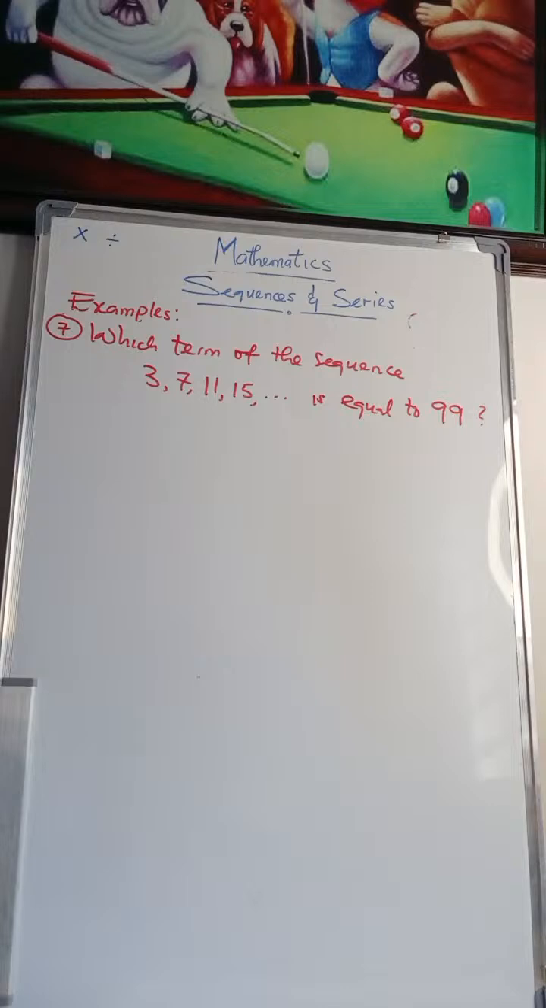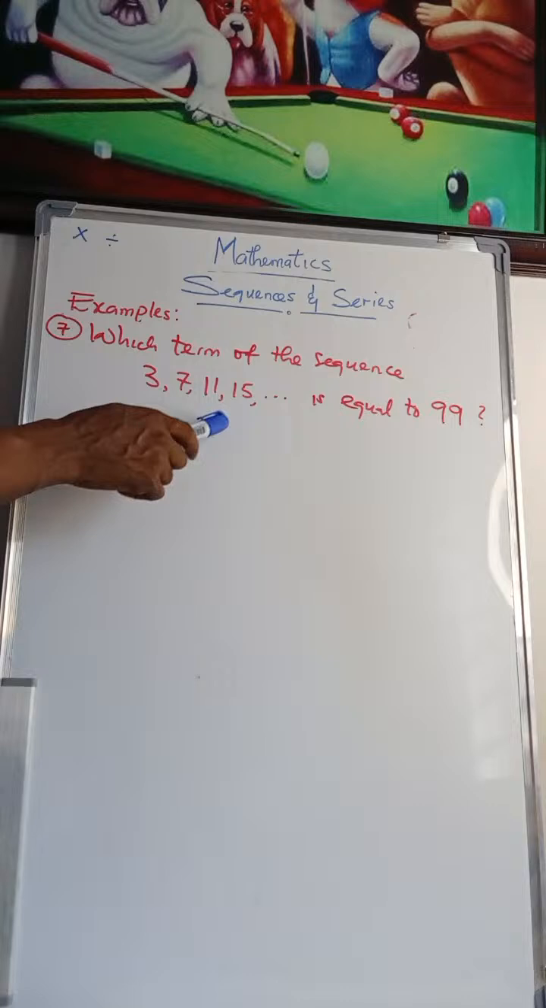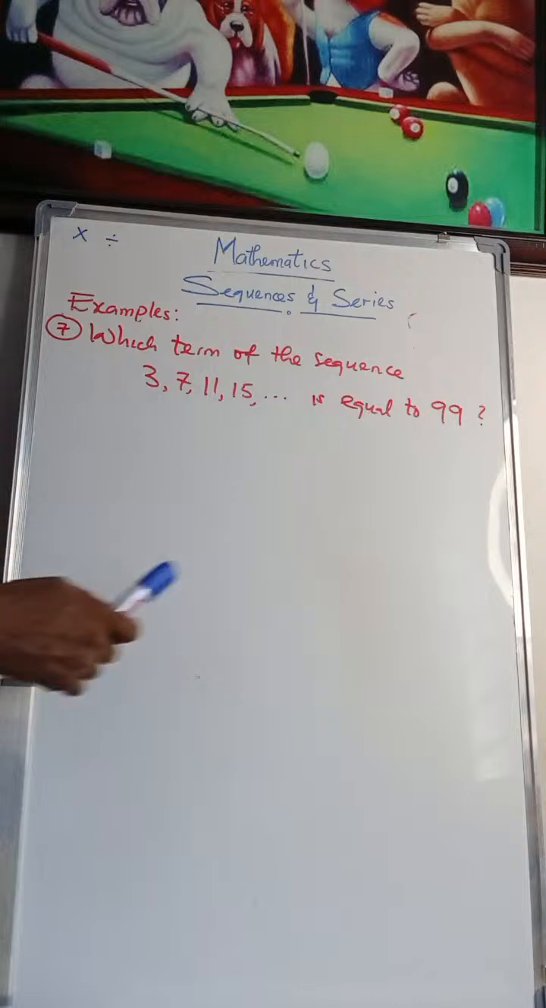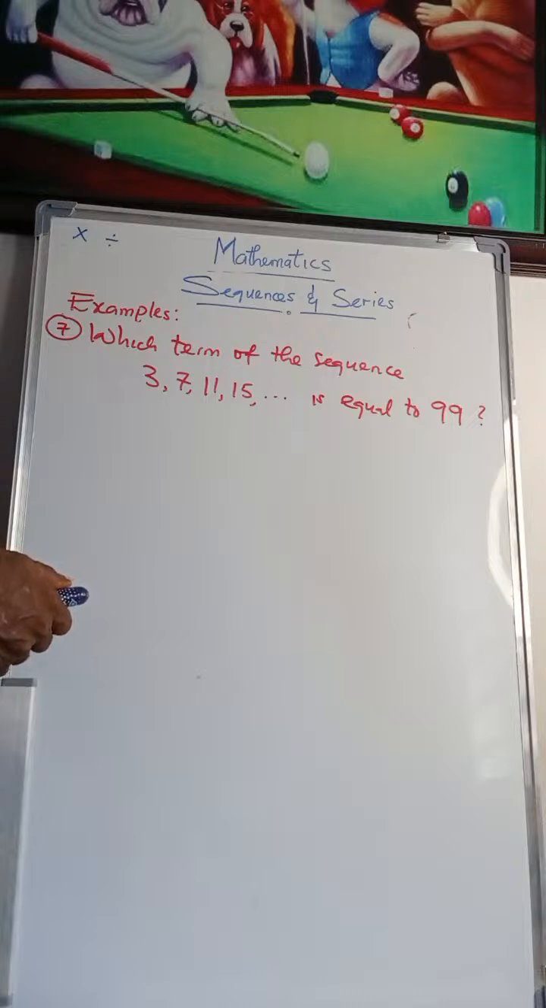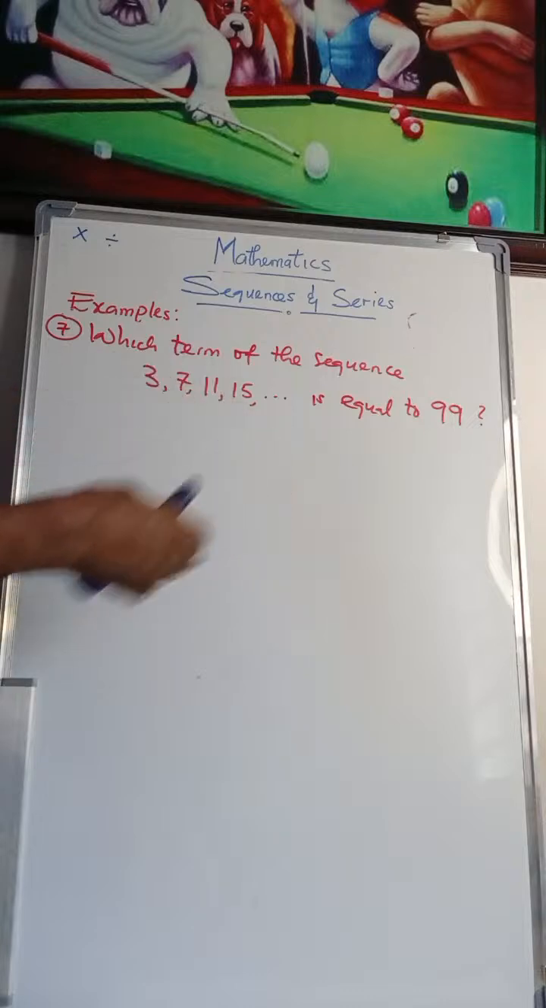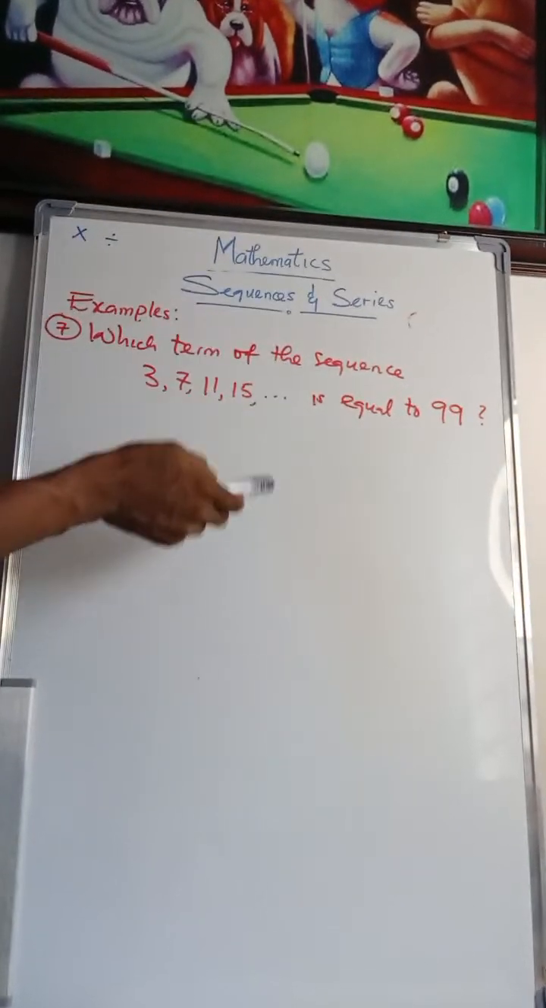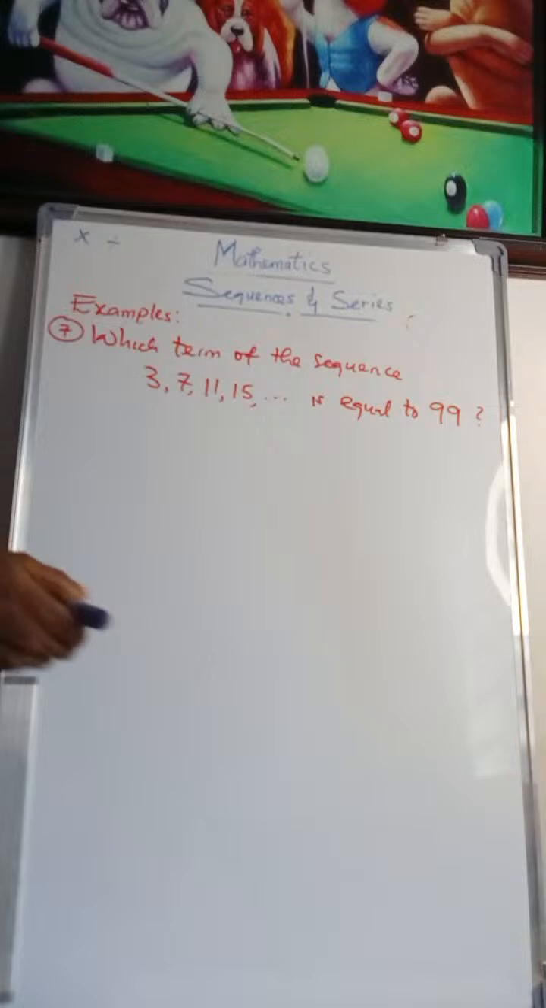Okay, so what it is saying is that you know this 3 to be the first term, this 7 to be the second term, this 11 to be the third term, and 15 to be the fourth term. Now, if you continue like that, you get to a point where you have 99 as the next term. So the question is asking which term will give you 99? Is it the fifth term? Is it the seventh term? So now, this 99 represents the last term.